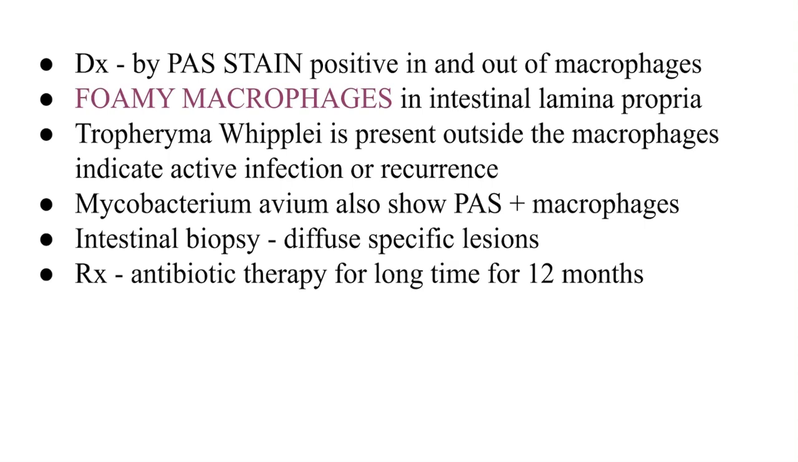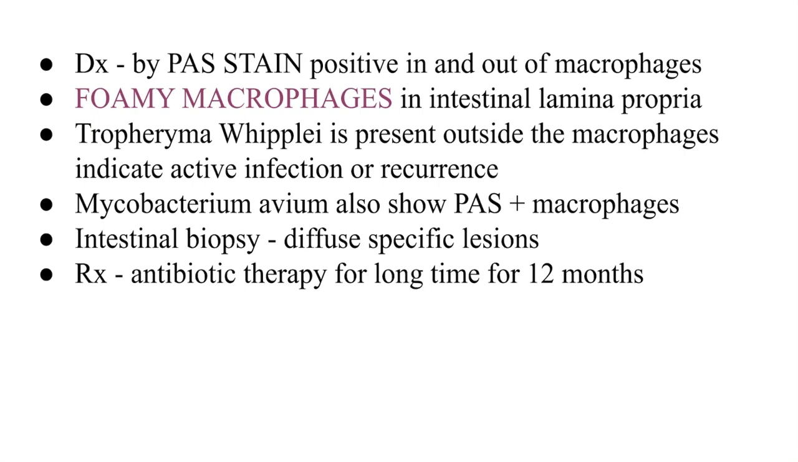Diagnosis is by PAS stain, which is positive in the macrophages and also outside the macrophages. Here you can see the characteristic feature: foamy macrophages are seen in the intestinal lamina propria. Remember this, foamy macrophages are seen, and the bacilli are present outside the macrophages also. It indicates active infection or recurrence.